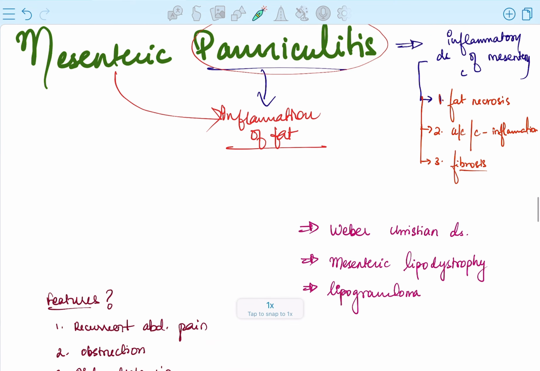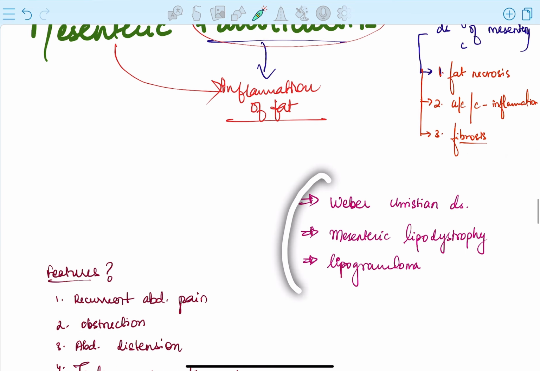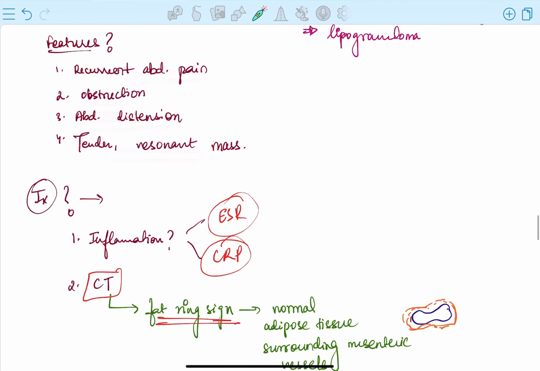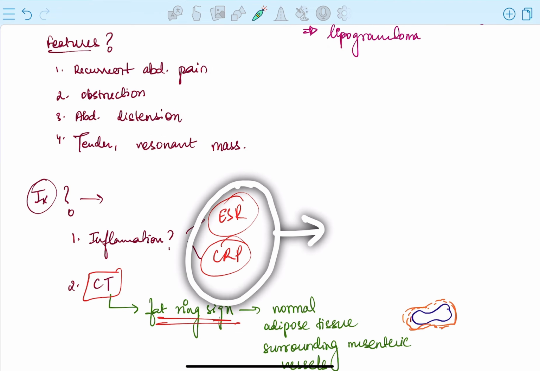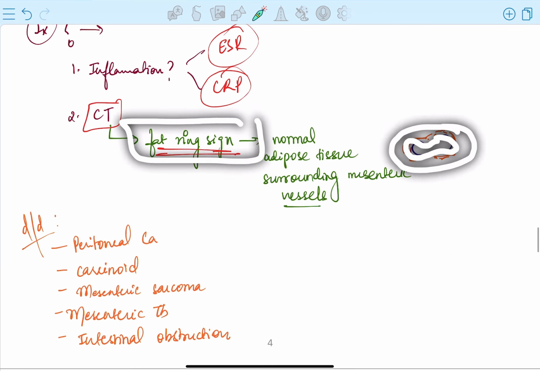Panniculitis is inflammation of the fat. There is inflammation of the mesentery, fat necrosis, acute and chronic inflammation, and this chronic inflammation can lead to fibrosis. And these are the syndromes associated with it. They can be pain, obstruction, distension, tender and resonant mass. So you are going to check the inflammatory markers, ESR, CRP, and then there is the fat ring sign, that is, a vessel surrounded by normal adipose tissue deposition.